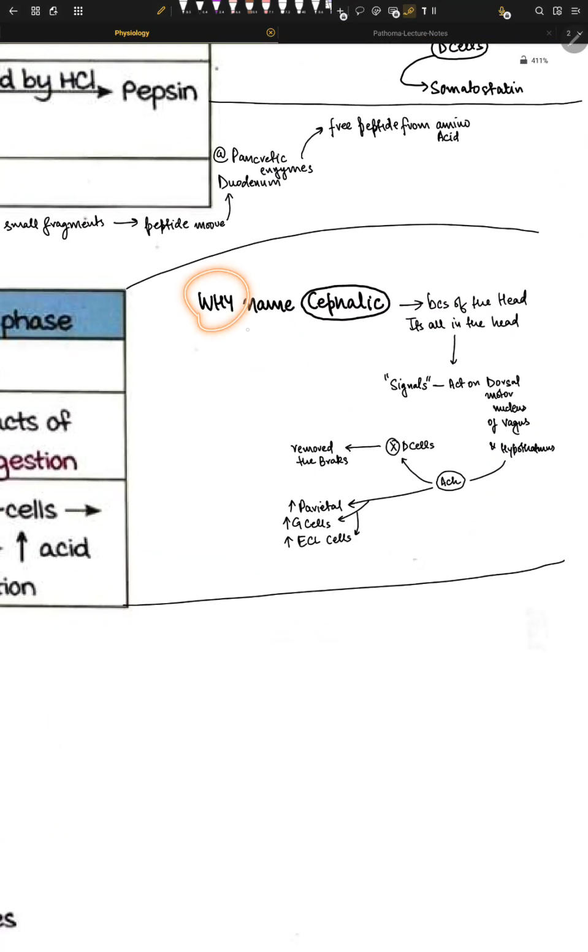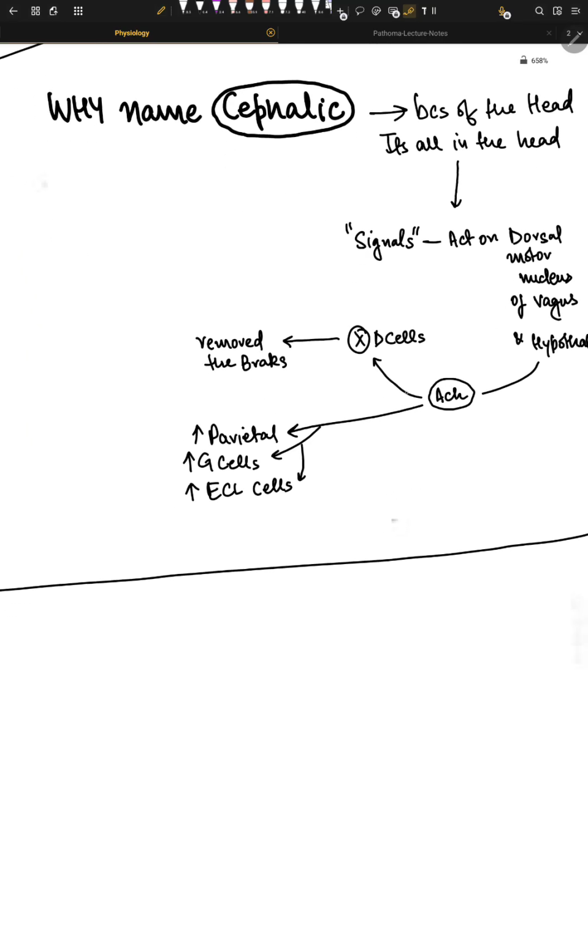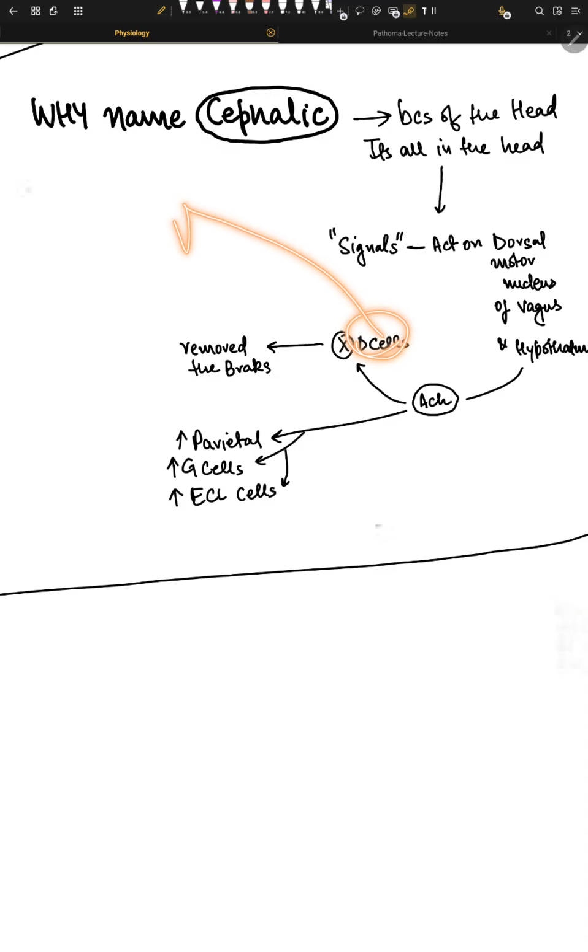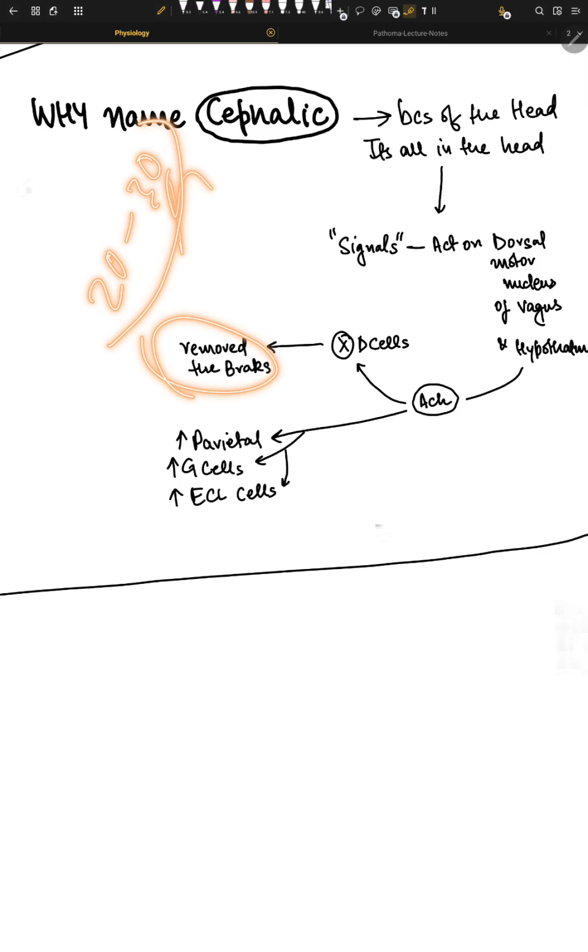I have written something here. Why the name cephalic? Because it's happening in the head. The signals act on the dorsal motor nucleus of the vagus, and acetylcholine acts on D cells and inhibits them. D cells make somatostatin, and somatostatin is a universal inhibitor. So acetylcholine stops the somatostatin, like, okay, don't come outside, you're going to ruin everything. So somatostatin doesn't come outside, we have no brakes on acid release, and then we have 20 to 30% of acid secretion in this phase.